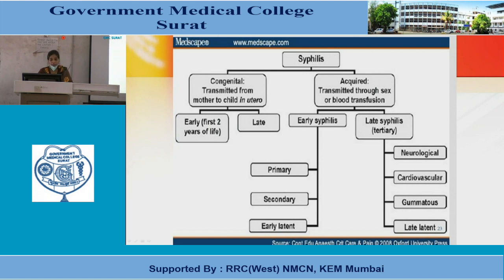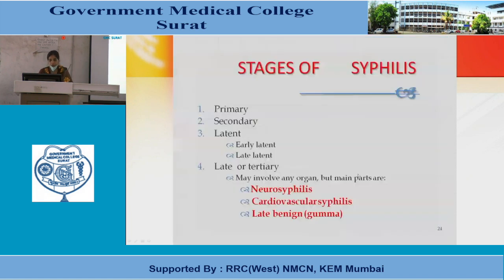It may be early syphilis or late syphilis, which is called tertiary. Early syphilis again is of 3 types: primary, secondary, and early latent. Similarly, late syphilis includes tertiary, causing neurological, cardiovascular, gummatous or late latent infections. So further, one by one, we will discuss the stages of syphilis.